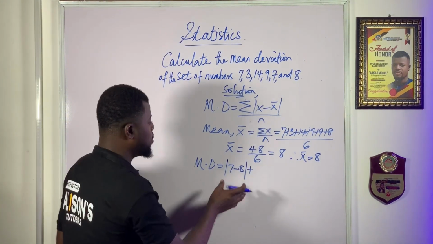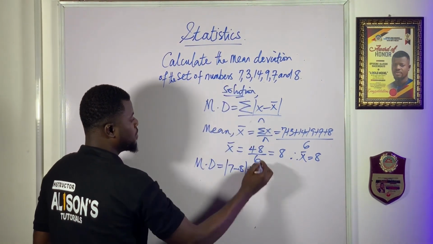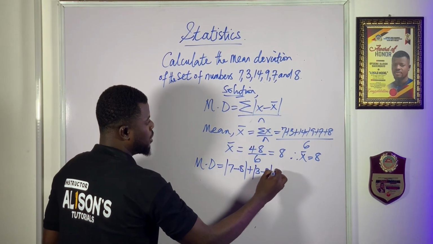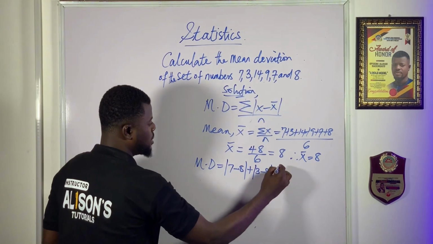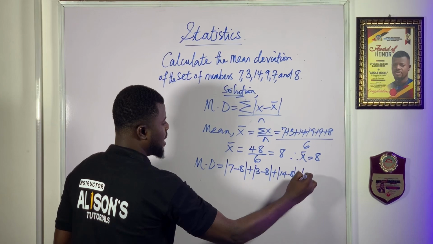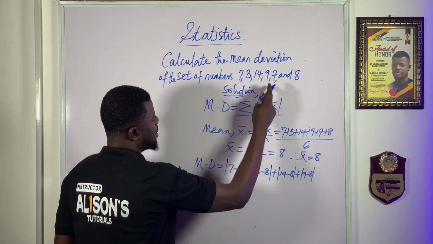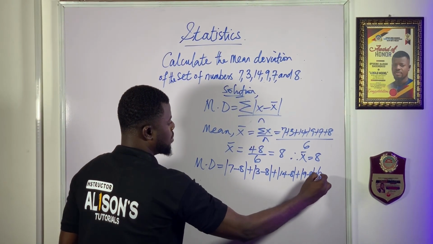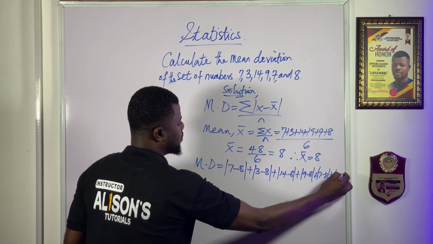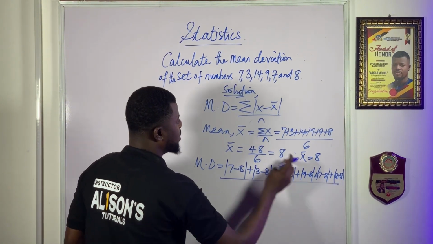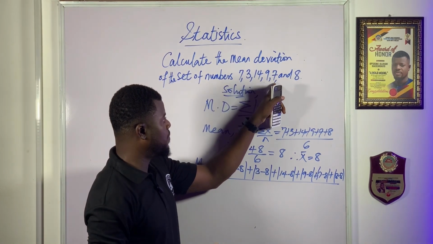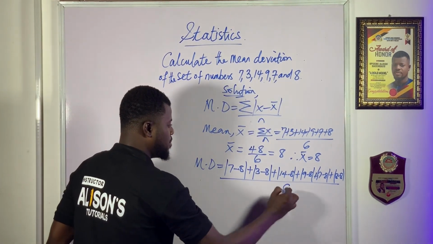Is that okay? So the next number we have there is 3. So we have 3 minus 8, which is the x bar you're having here, plus the next number we're having, 14. 14 minus 8 plus, next one is 9 minus 8. The next one we have there is 7 minus 8. And the final one we have is 8 minus 8. All right, you divide the whole of that by your n. What is n? It is the total number we're having here, which is 1, 2, 3, 4, 5, 6. So we have it dividing by 6.